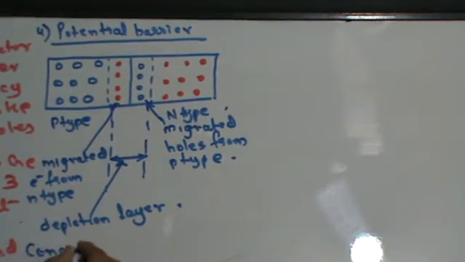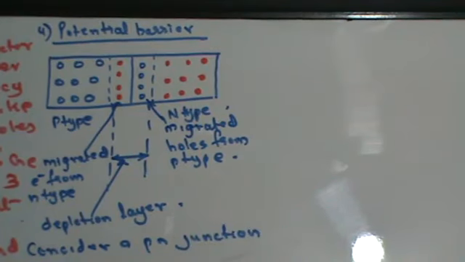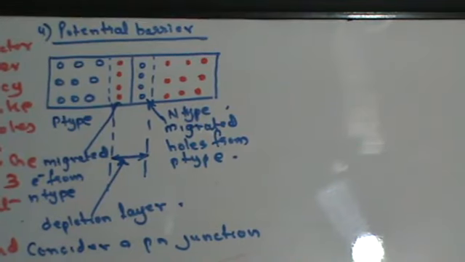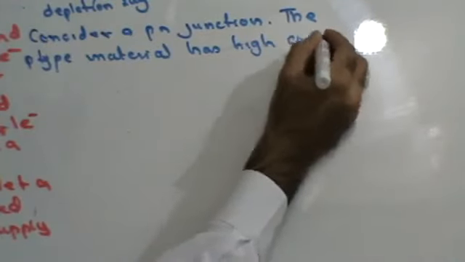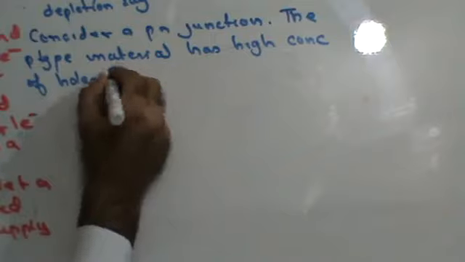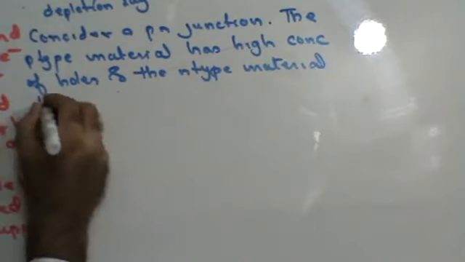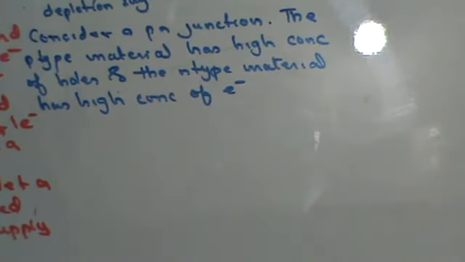Right, let's consider a PN junction. Now, the P-type material has a high concentration of holes and the N-type material has a high concentration of free electrons, right?